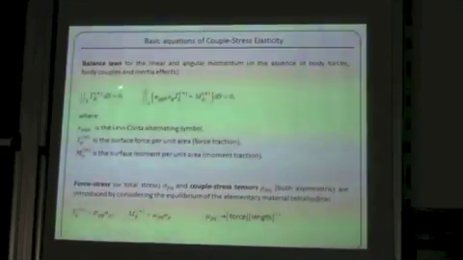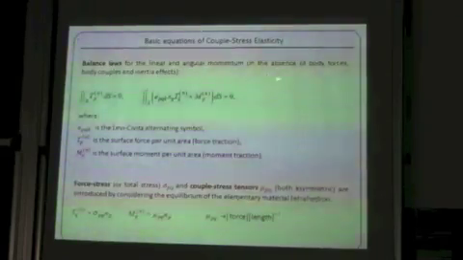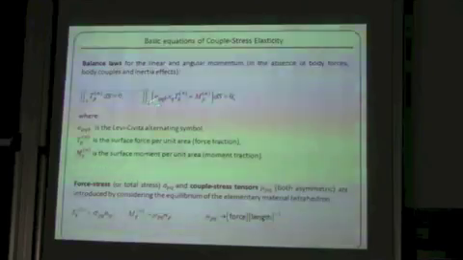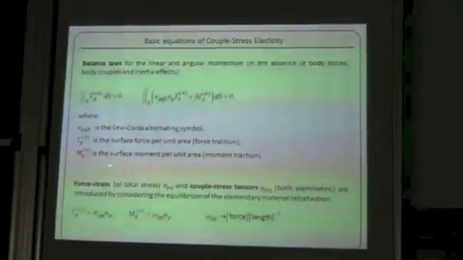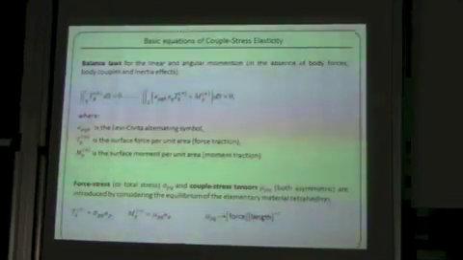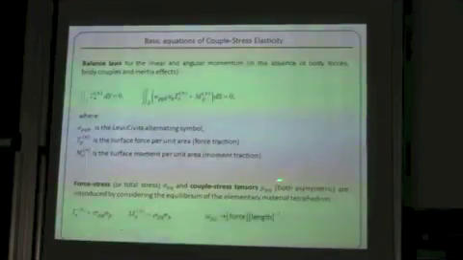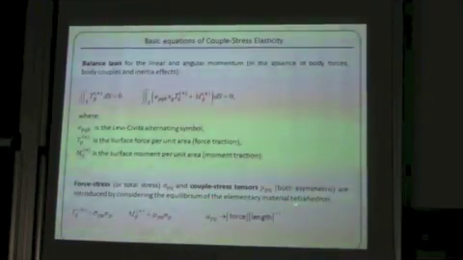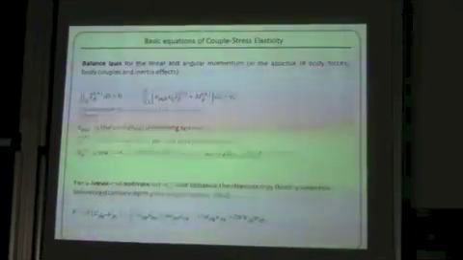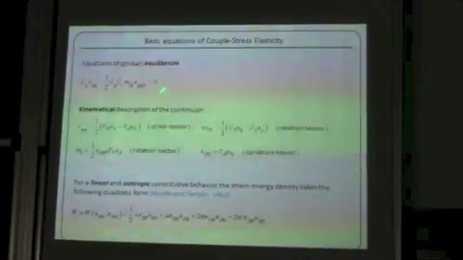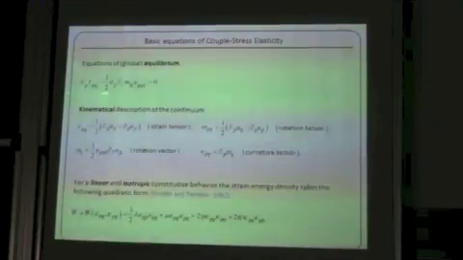So these are the balance laws in the absence of inertia effects, body forces and body couples, where this term is the moment traction. Now, pertinent force or total stress and coupled stress tensors may be introduced by considering the elementary material tetrahedron. Enforcing the previous balance laws, we derive the equations of equilibrium.